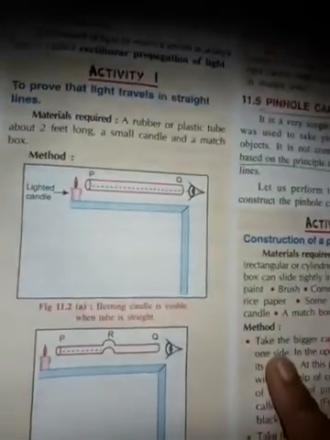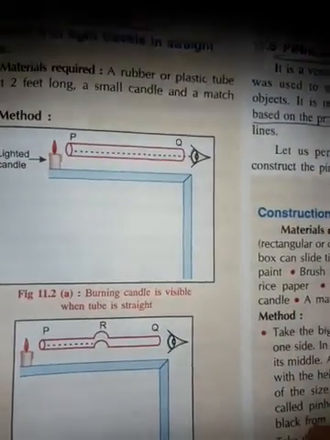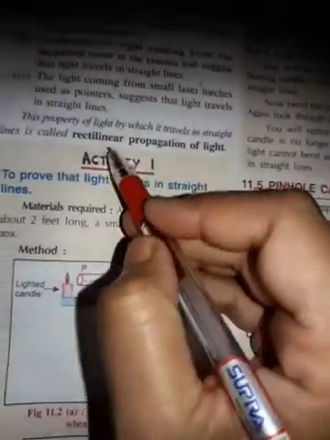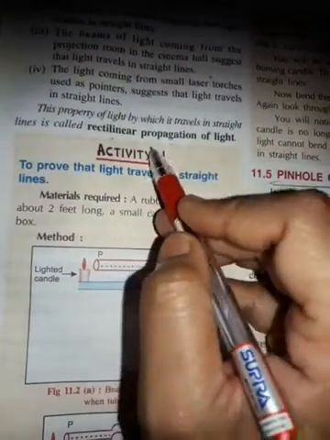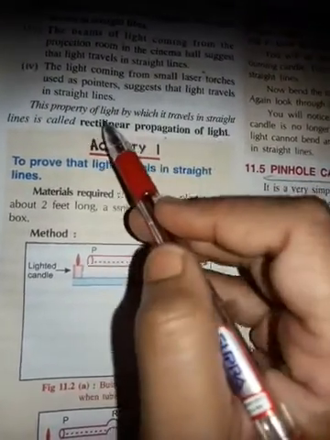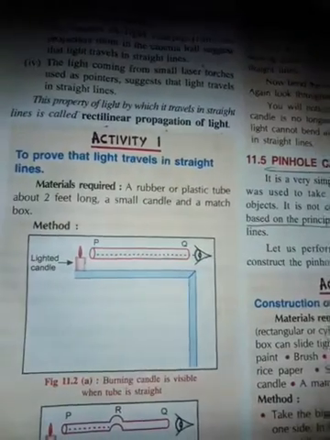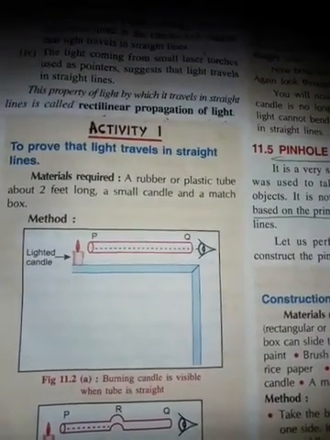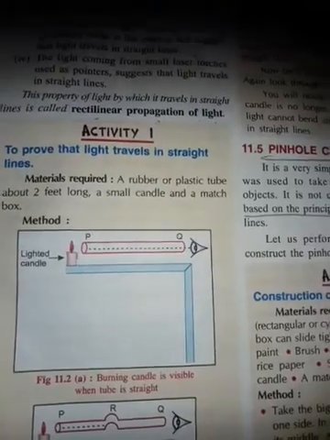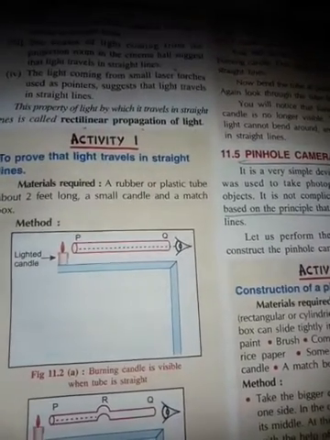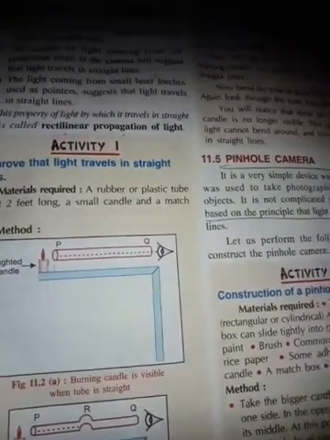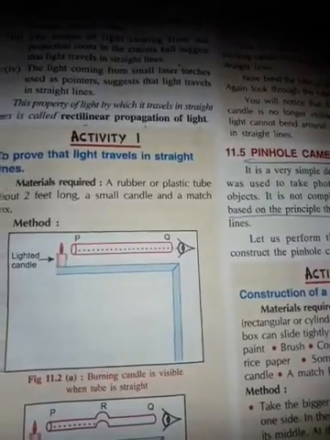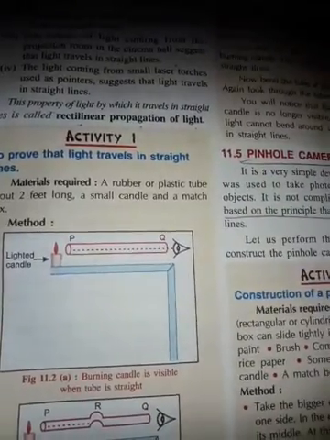Good morning, dear students. Yesterday I taught you rectilinear propagation of light. What is the rectilinear propagation of light? This property of light by which it travels in straight lines is called the rectilinear propagation of light.